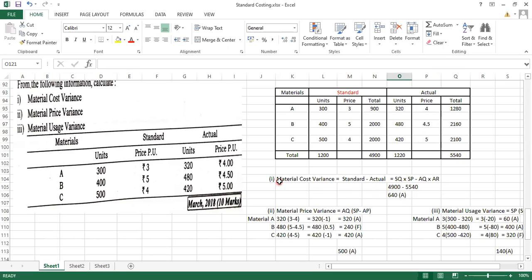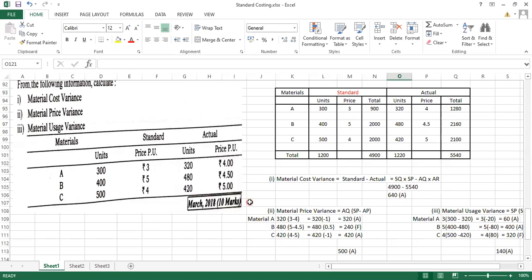I have just elaborated the formula for you all over here: it is nothing but standard quantity into standard price minus actual quantity into actual price. But here we are doing the combined calculation for A, B, C. We are finding the combined cost here.